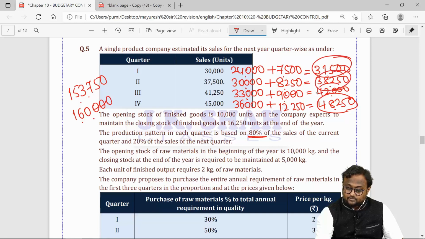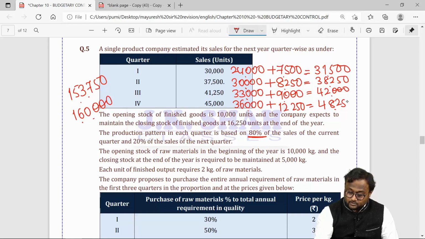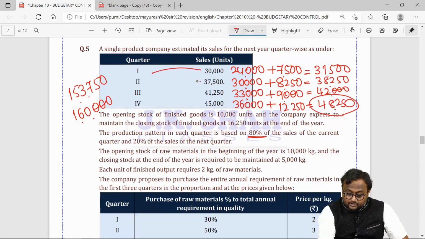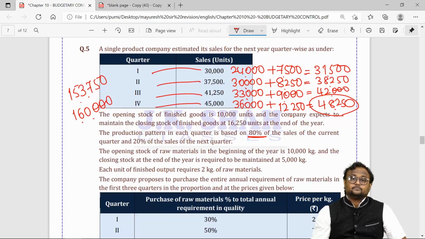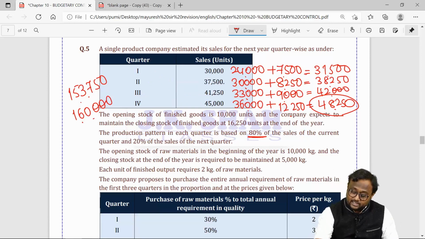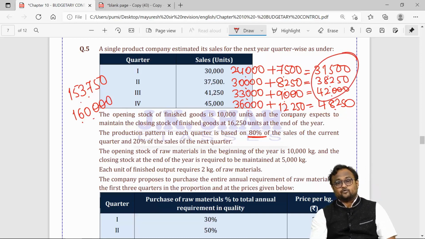So this is my production budget quarter wise. 80% of the sales in the same quarter, 20% of sales in the next quarter. I know the total production to be 1,60,000. Out of 1,60,000, if you finish the first 3, you are left to produce 48,250 in the last quarter.